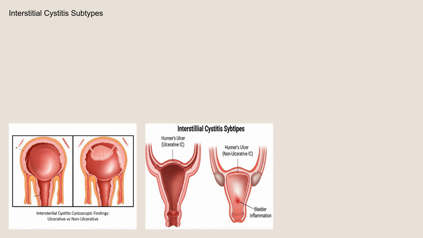Interstitial cystitis is sometimes classified into different subtypes based on cystoscopic findings. Ulcerative IC, characterized by Hunner's lesions or ulcers in the bladder lining, is one type. Non-ulcerative IC is characterized by the absence of these lesions, but with the presence of other IC symptoms. However, these classifications don't dictate treatment and are not used in all circumstances.